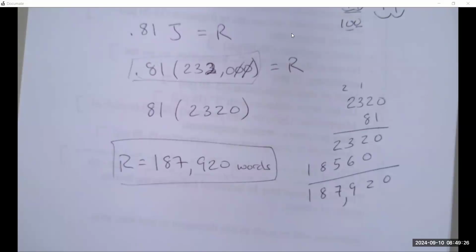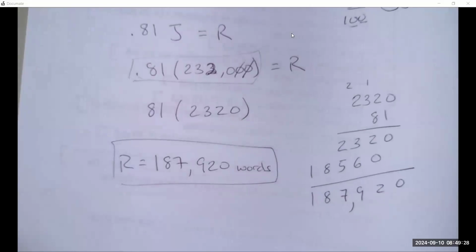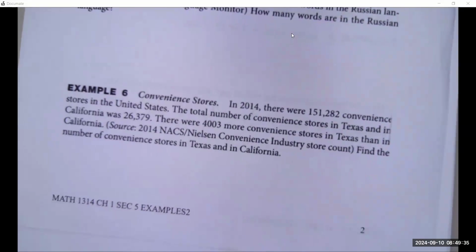All right, let's look at the next example. Example 5. Convenience stores. In 2014, there were 151,282 convenience stores in the US. The total number of convenience stores in Texas and in California was 26,379. There were 4,003 more convenience stores in Texas than in California. Find the number of stores in both of those states.